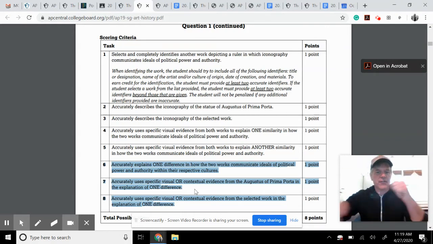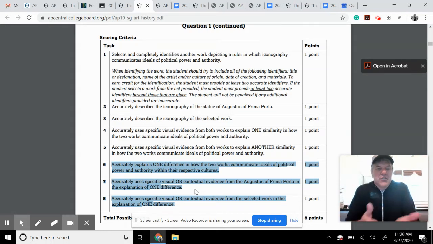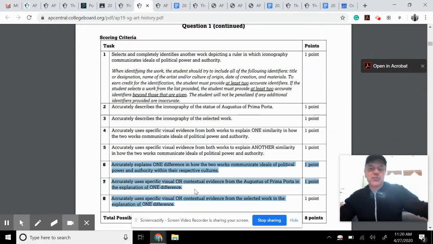You're talking about a difference between the two pieces, but you've got to make sure that you do it about specific visual or contextual evidence, like specific things that are only true about that piece of art. And then do it for both, and make sure that both of those differences are specific and they really are different from each other. And if it's a contextual one, make sure that you've described the respective culture sufficiently to also show that that culture is different from other cultures.